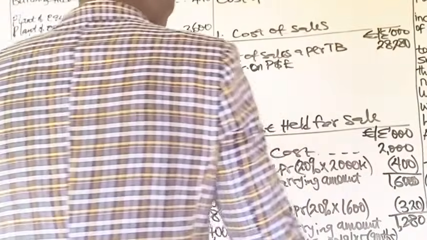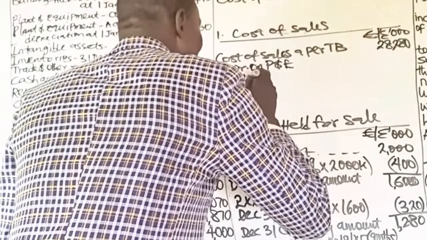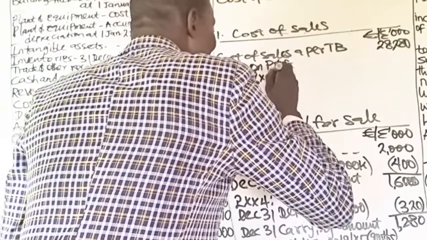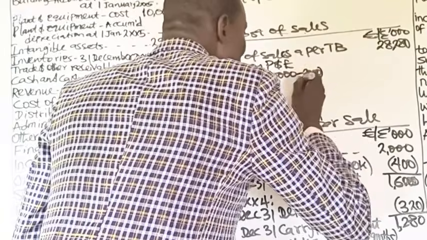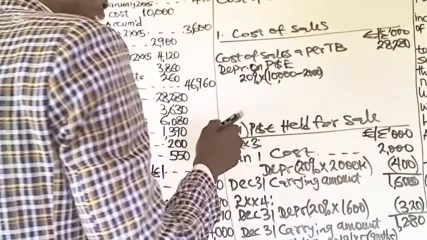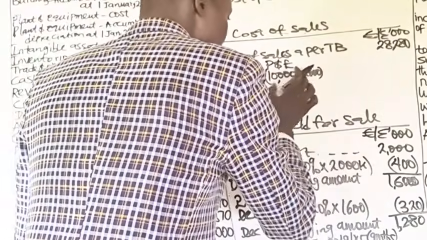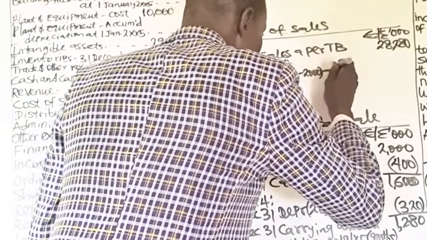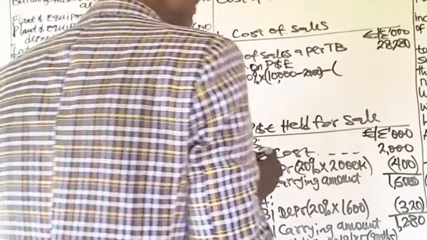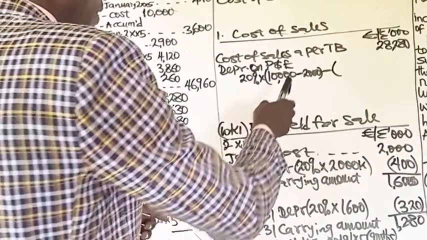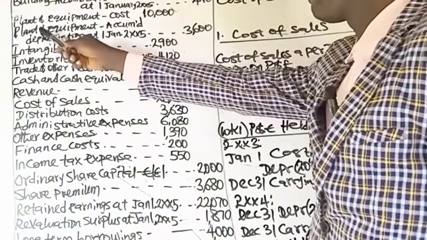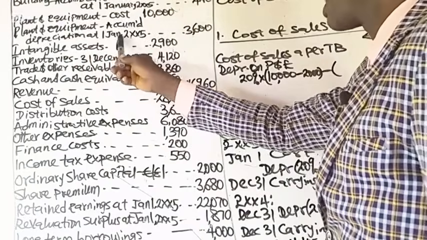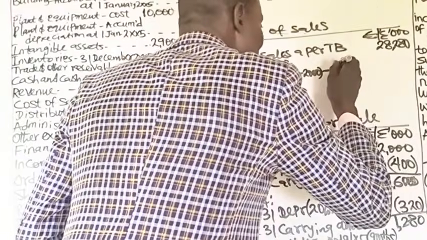So we have 20% of 10 million minus 2 million, which was classified as held for sale. So that means you'll be left with 8 million of the cost, which was not classified as held for sale, minus, remember, since depreciation is to be calculated on the carrying amount, which is the reducing balance method, how much was the accumulated depreciation on plant and equipment? Plant and equipment accumulated depreciation at 1st of January 20X5, 3.6 million.